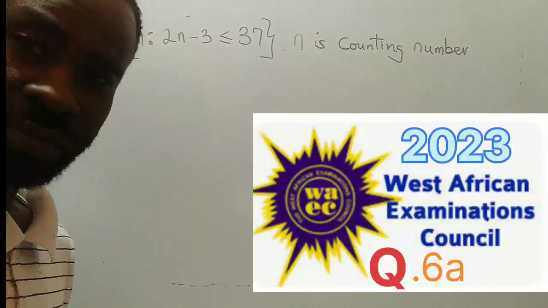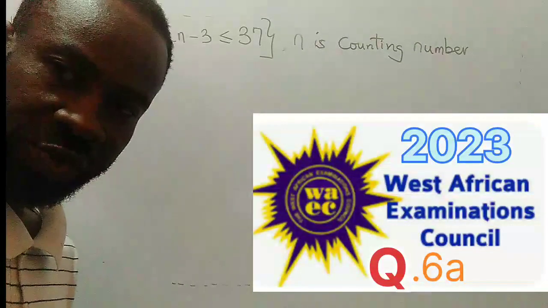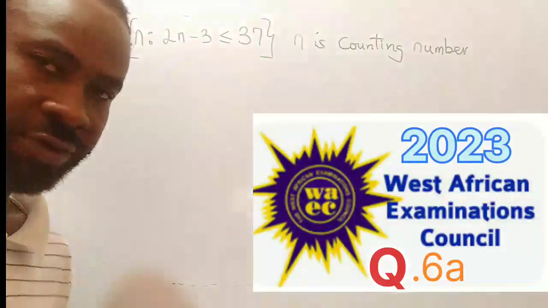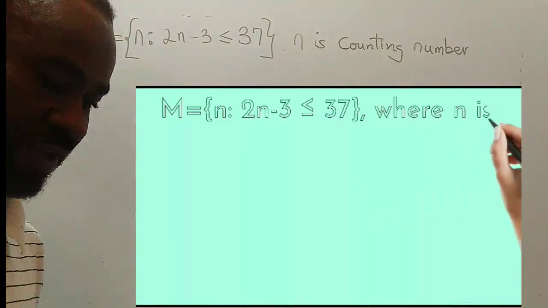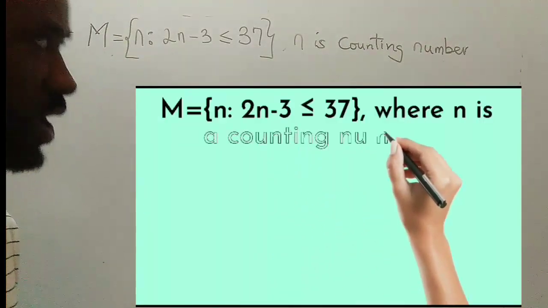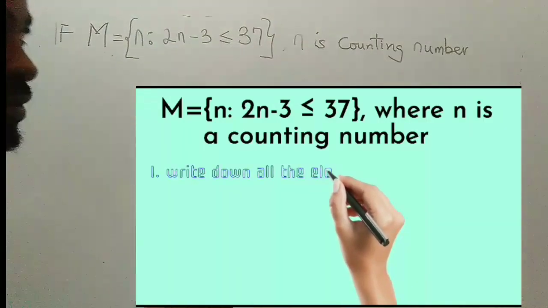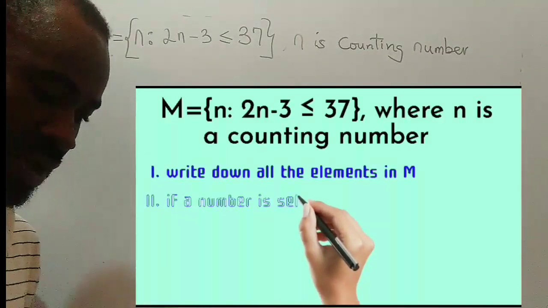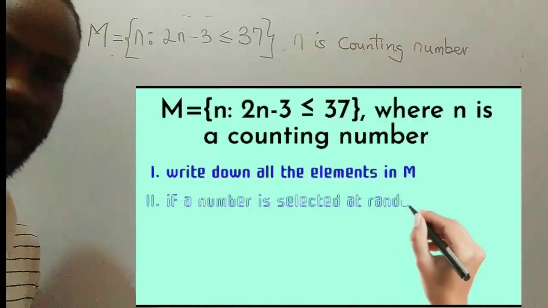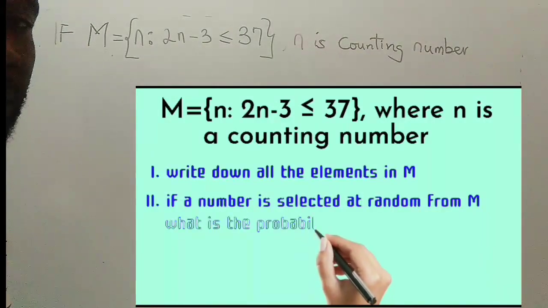So this is question number 6A of WAEC 2023, okay? So it says that N is equal to the set of n such that 2n minus 3 is less than or equal to 37, where n is a counting number. Write down all the elements in N. So that's the first question.